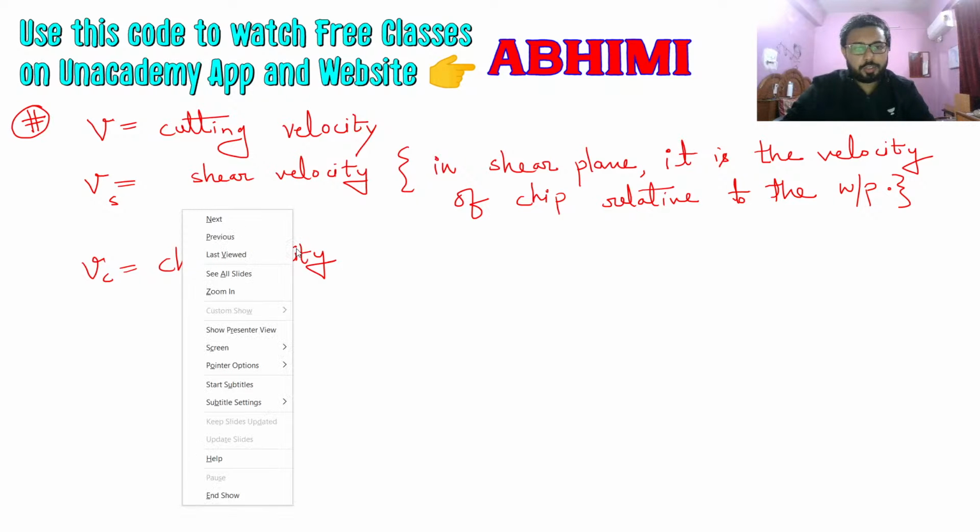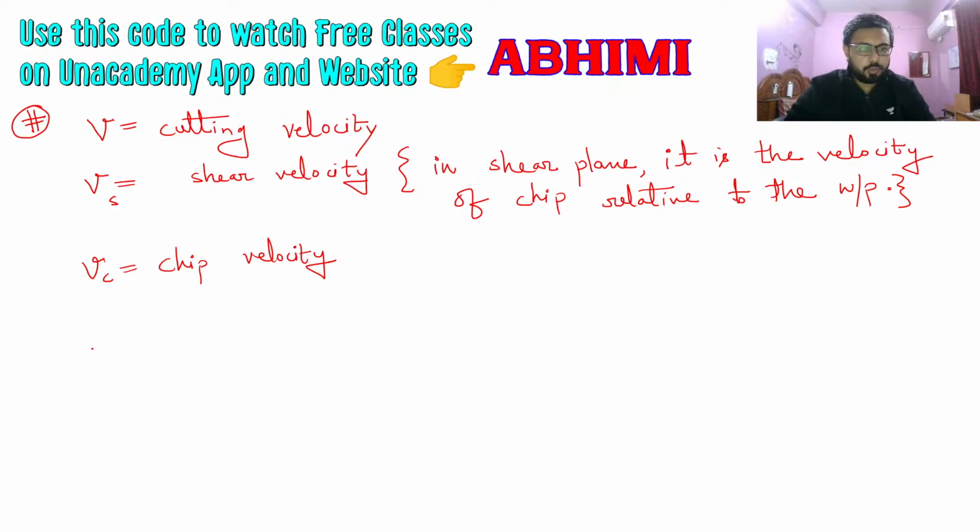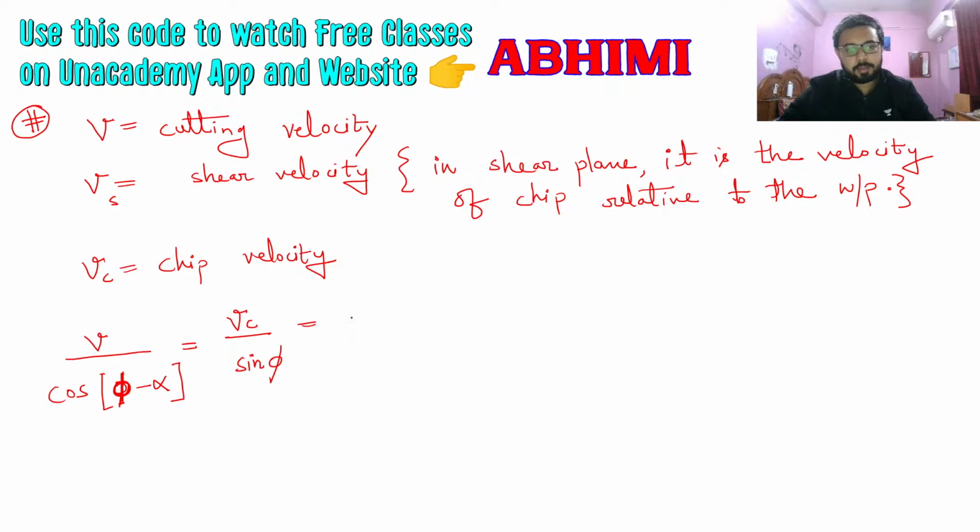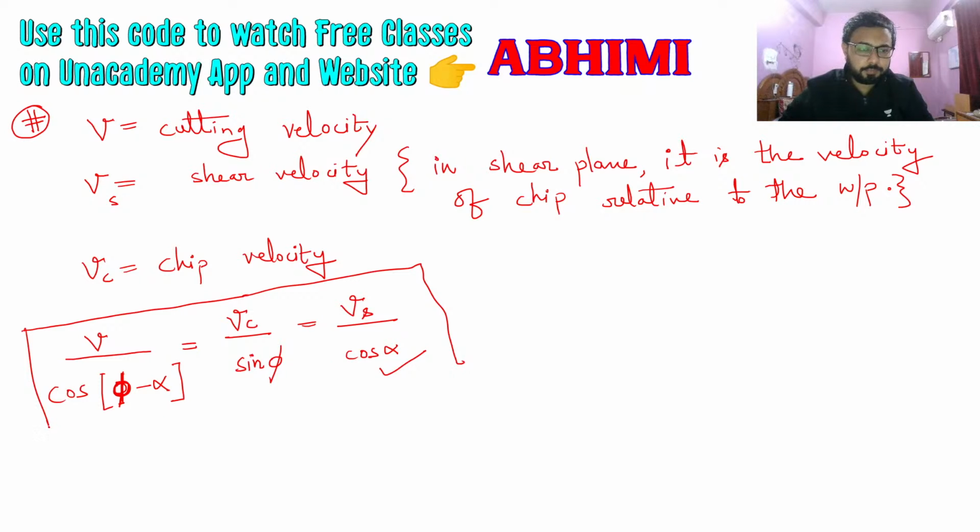And the relation between these three velocities is very important, and you have to remember that. So the relation is the cutting velocity, which is the velocity of tool with respect to workpiece, divided by cos of phi minus alpha, is equal to the chip velocity divided by sine of phi, and the shear velocity divided by cos of alpha. So just remember this equation, it is very important, and you are going to get some questions in which one of these velocities and the angles are given. You have to find the other velocity.